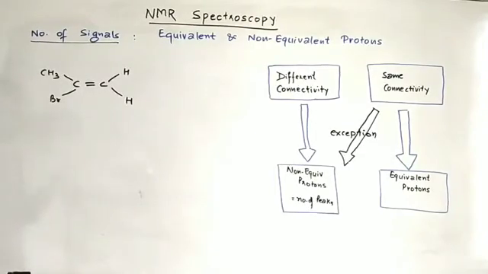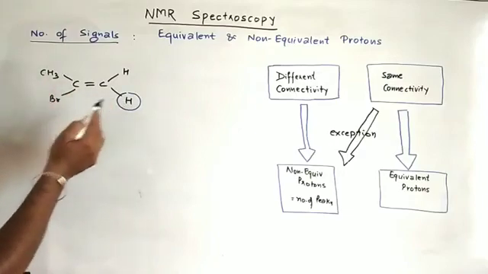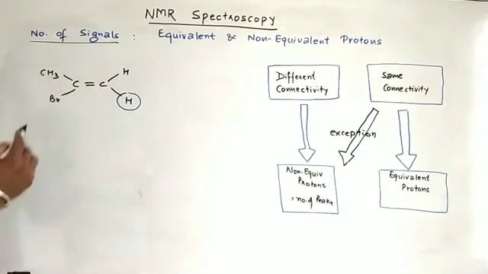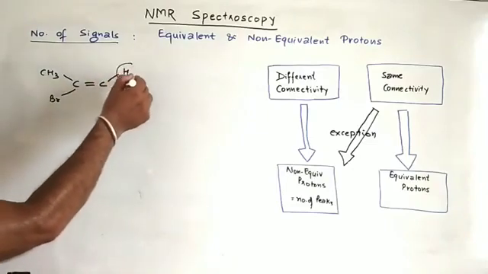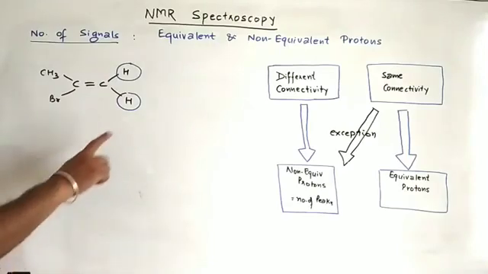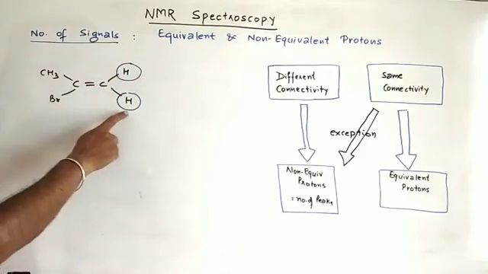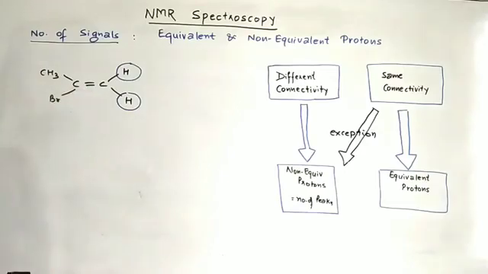You can see here, like this bromine, this hydrogen is trans to methyl, but cis to bromine. This hydrogen is trans to bromine and cis to methyl. It's quite different. Environment is different. This proton is cis to bromine, but this proton is trans to bromine. This proton is trans to methyl group, but this proton is cis to methyl group. That's why they show that different peak.